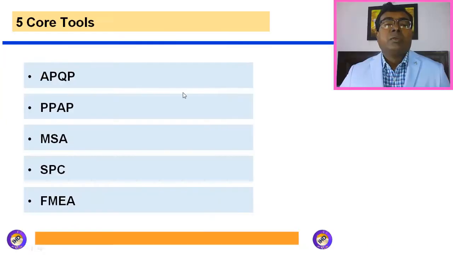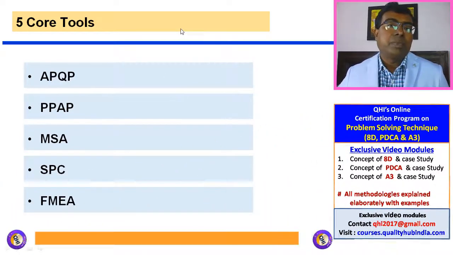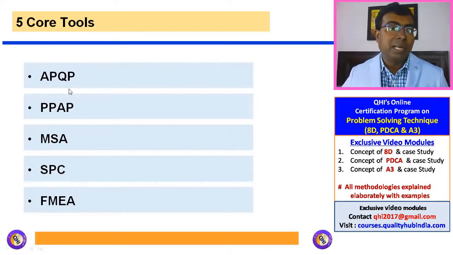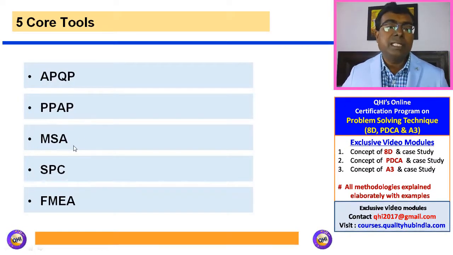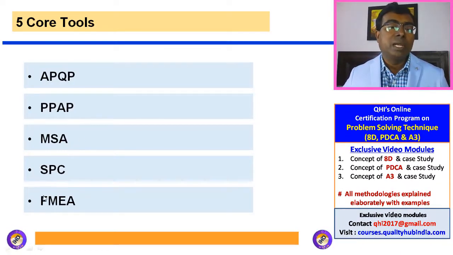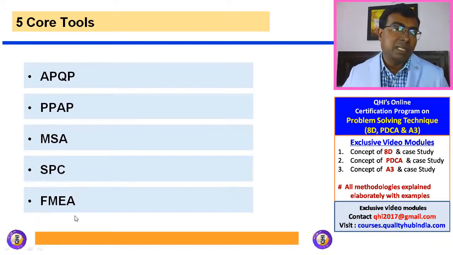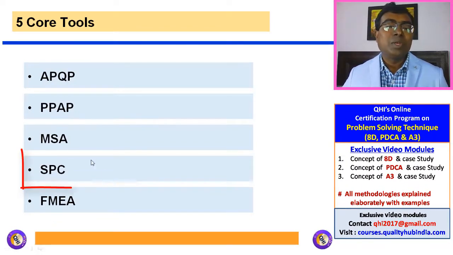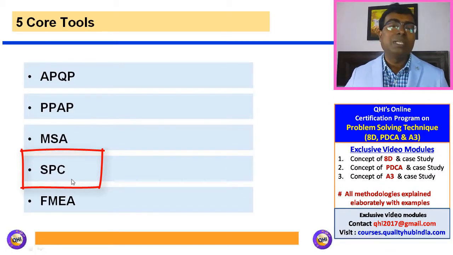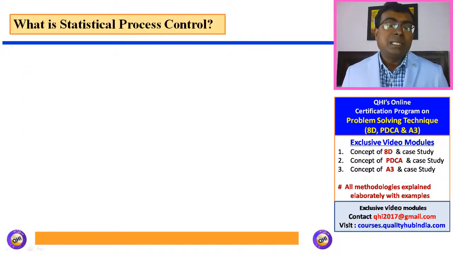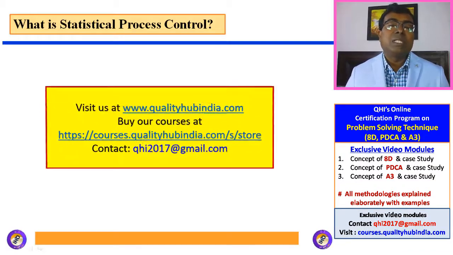Friends, as we know, in a quality management system there are 5 core tools, which are advanced product quality planning, production part approval process, measurement system analysis, statistical process control, and failure modes and effects analysis. So we are going to cover one of the most important core tools, that is statistical process control, in this module. Friends, this is a brief module on statistical process control.